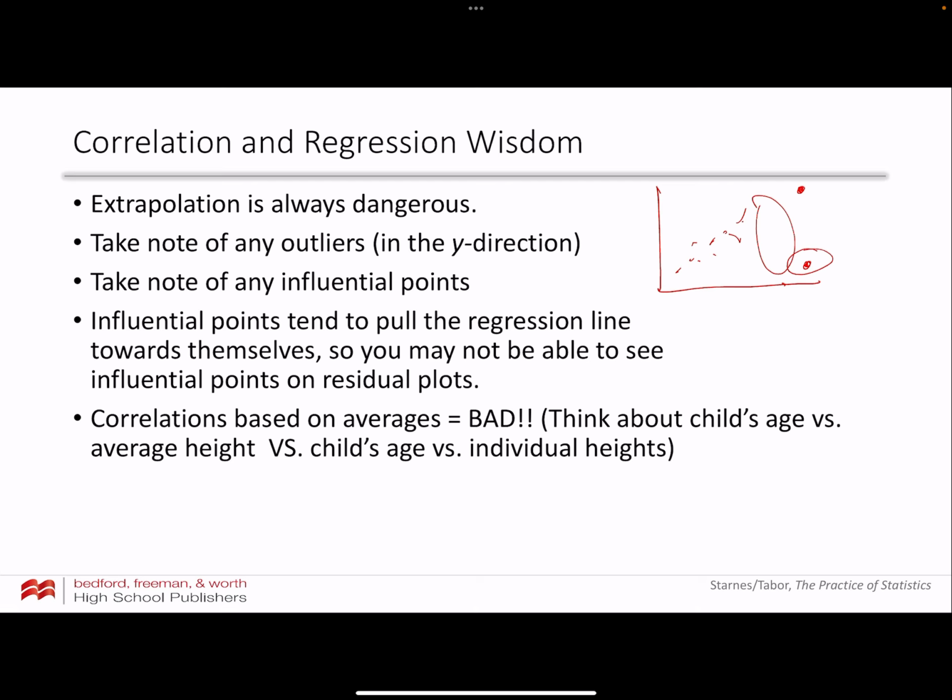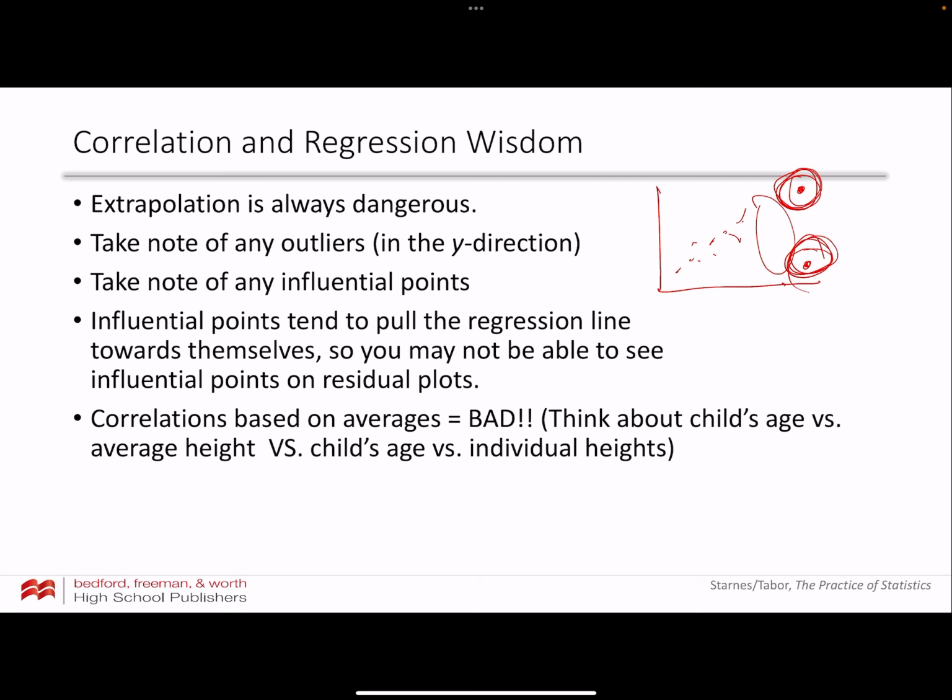Influential points are any points that could change the line itself, the least squares regression line itself. So the slope, the y-intercept, it could change the R value. It could strengthen the R value. Like in the case of that point, it can weaken the R value. And influential points tend to pull the regression line towards them.